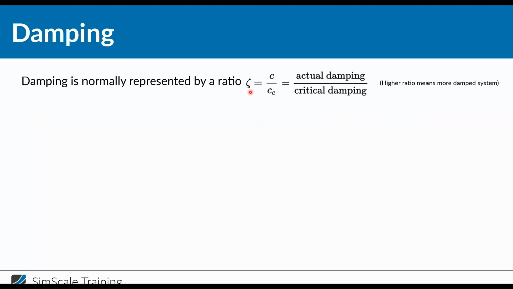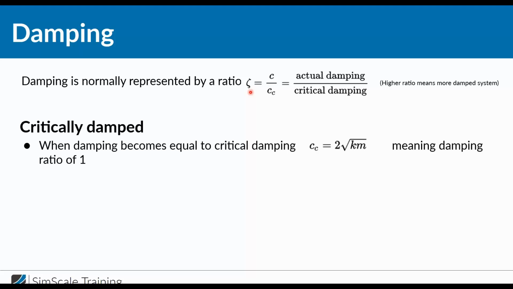Okay, then let's talk finally about damping a little bit more in detail. Numerically, damping is represented by a ratio, which is calculated by dividing the actual damping you have by a so-called critical damping. A higher ratio basically means that the system is damped more. To explain it, a very good thing is to just imagine what it means. If the critical damping is your actual damping, then this ratio is 1.